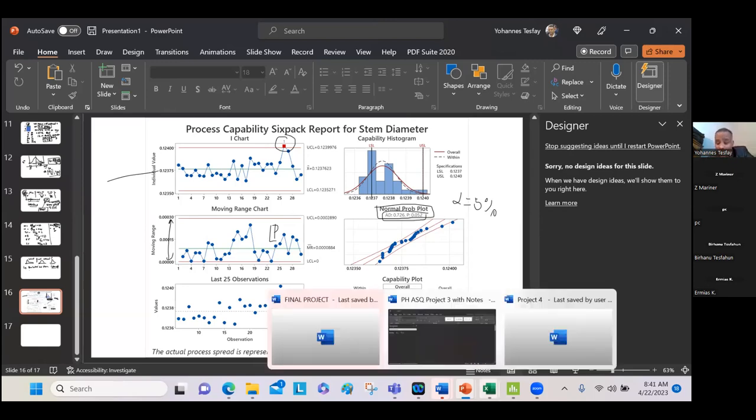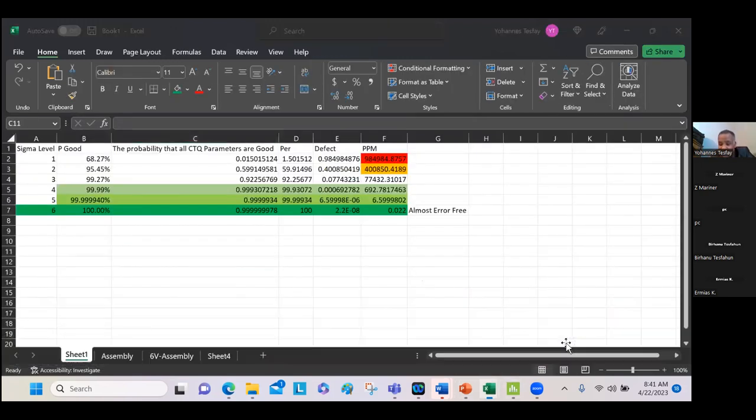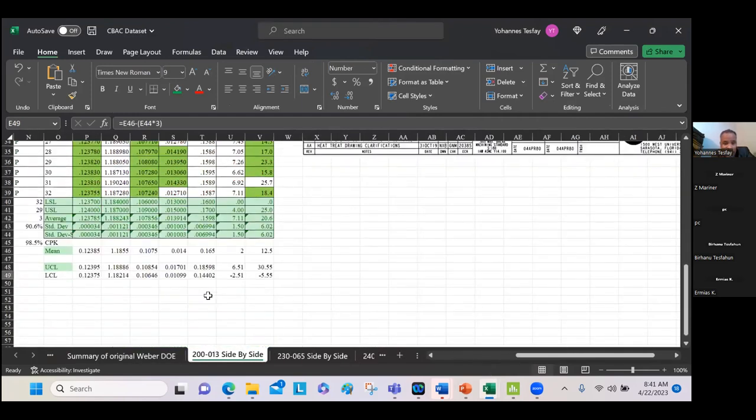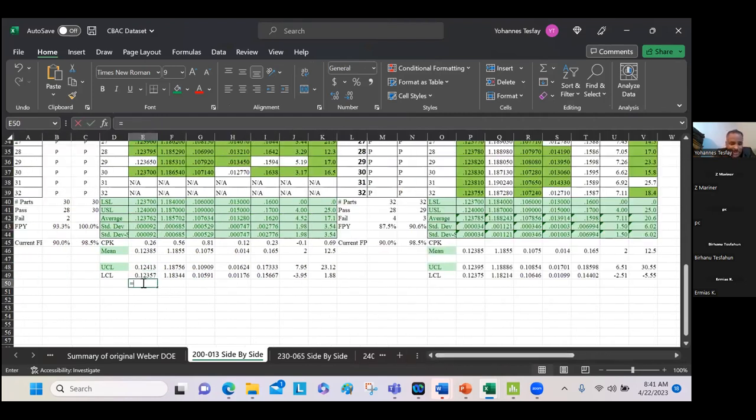Why is it like that? Do you understand why it came out like that? It is because the specification is very tight. The specification is too tight. You see here what's the range of the specification, this one minus this one. Look at it, this is the range, 0.00055 for stem diameter. So this is the calculation here, 0.26. A good process? No, this is a very bad process.